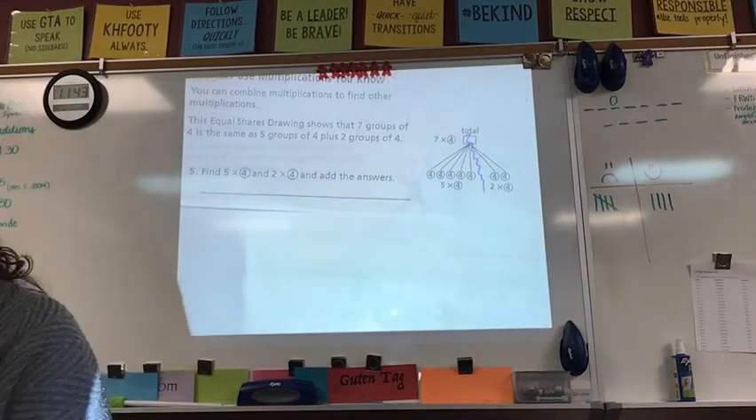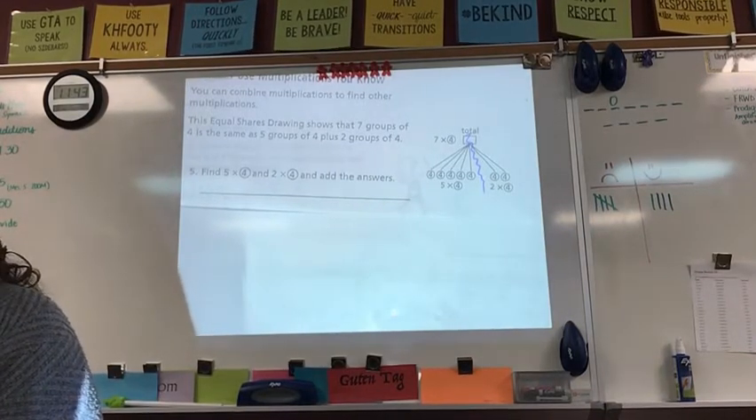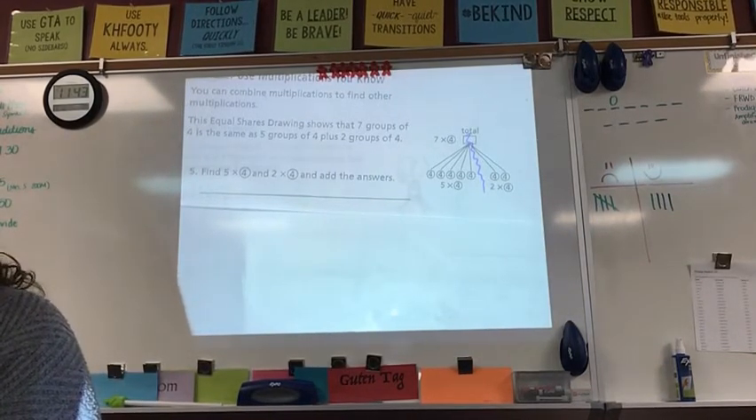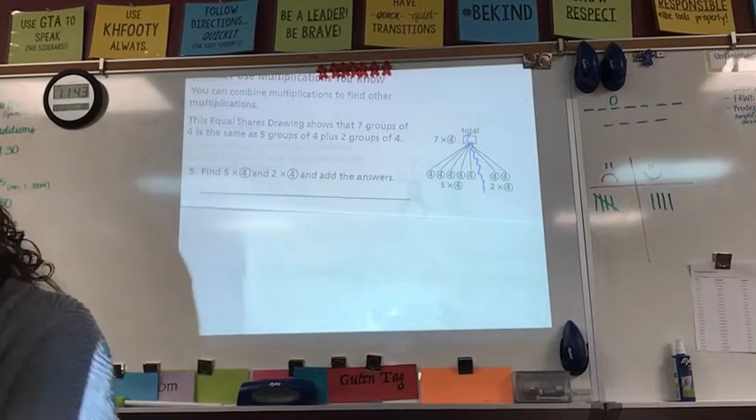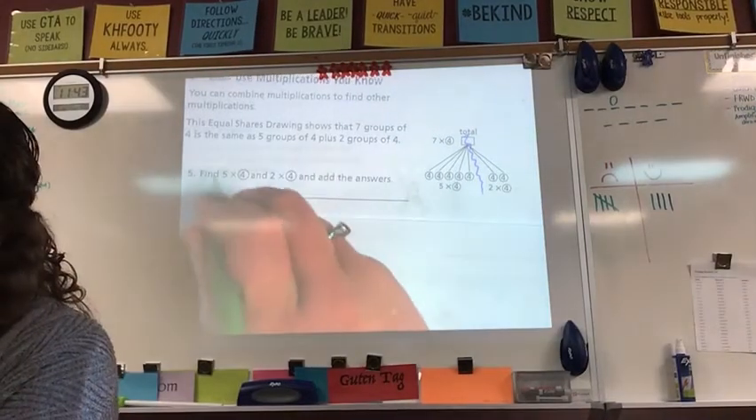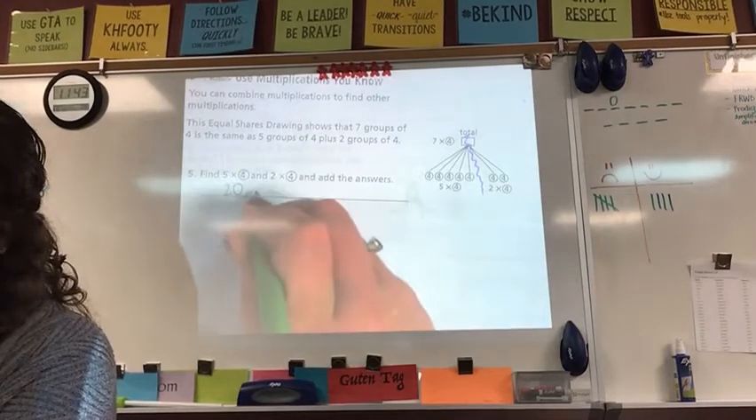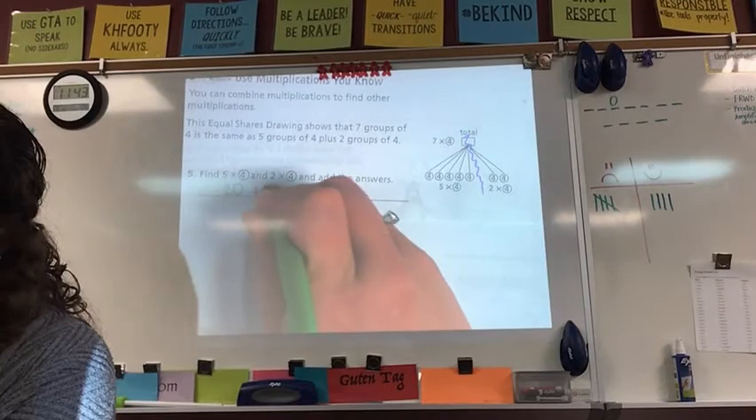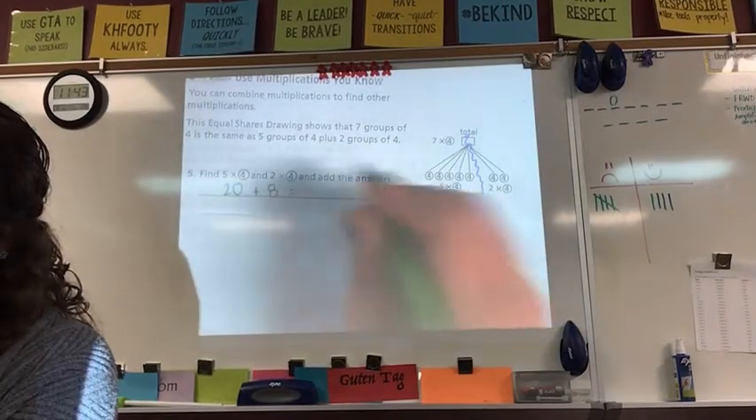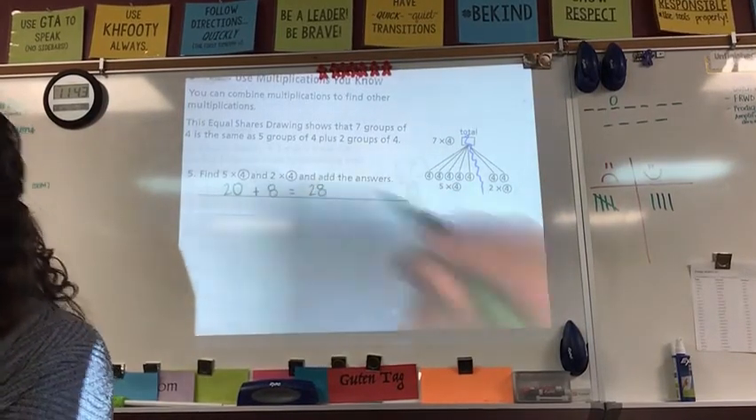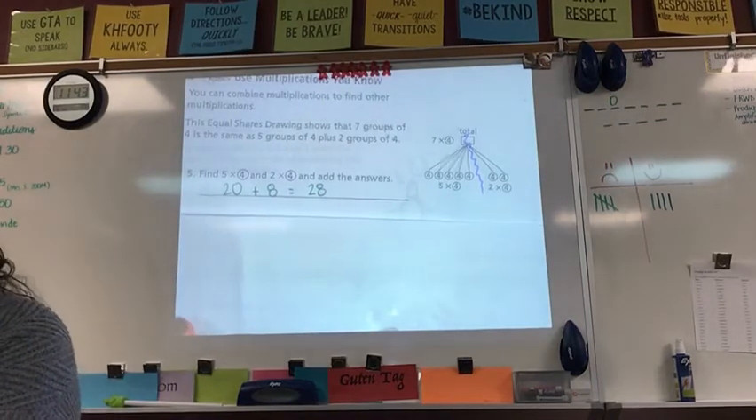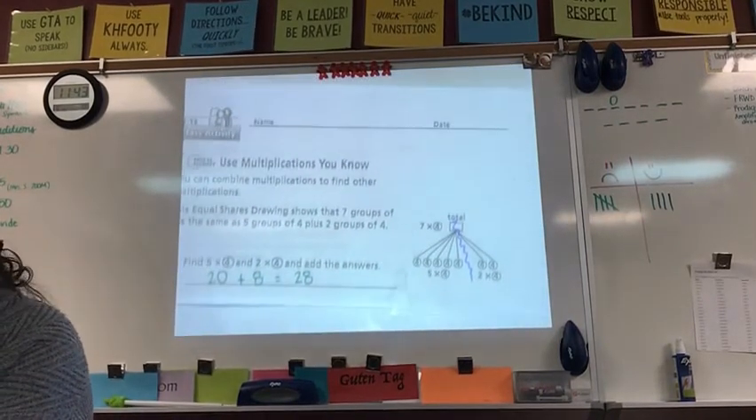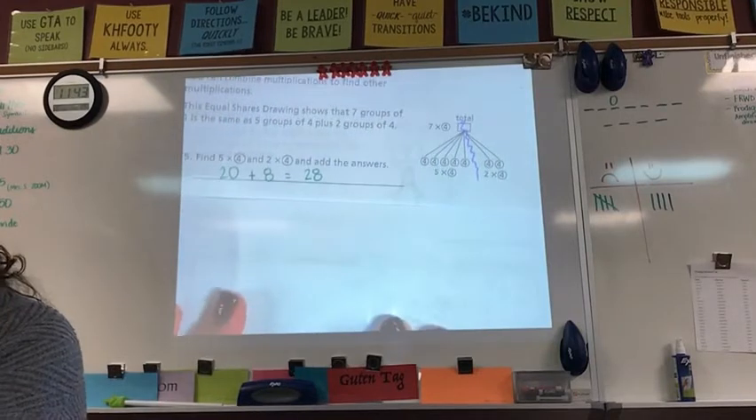So just like we did on our area problem before, it's literally the same numbers. 5 times 4 was 20, and "and" usually means plus. 2 times 4 is 8, and that tells us that 7 times 4 is the same thing as 28. I wanted to make sure that you knew that trick, and that's just called using multiplications that you know. Break it into the ones that you know.